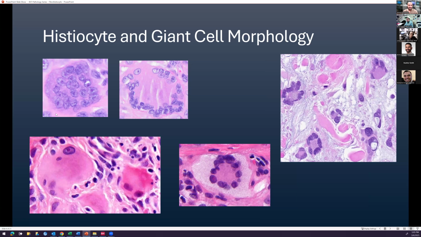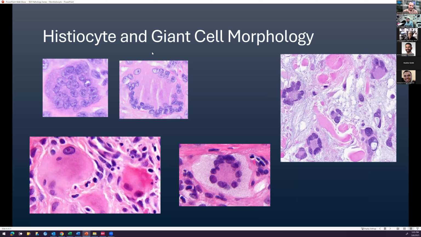Osteoclast-like. Yeah, it's osteoclast-like, or so-called. Sometimes people will call these foreign body giant cells. You'll see these pretty commonly in the bone. They look like osteoclasts, or in foreign body reactions. What about this guy?